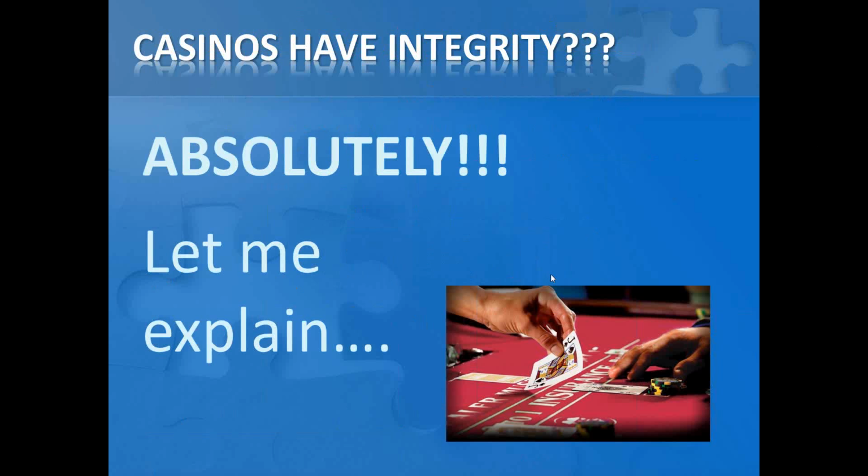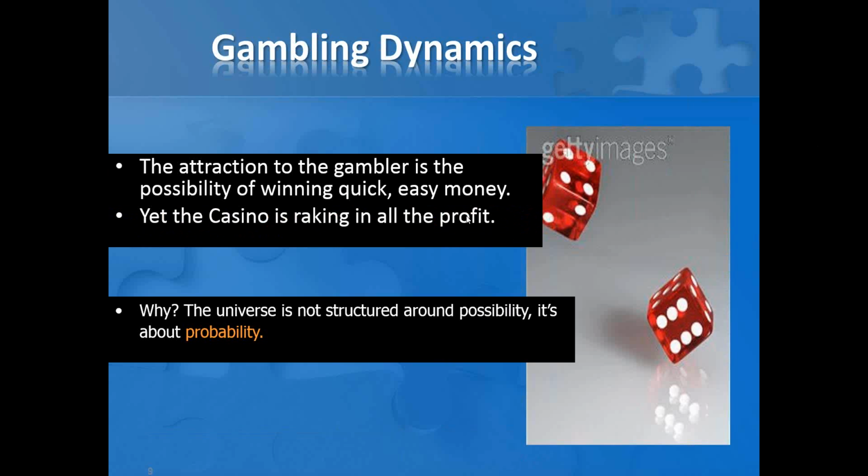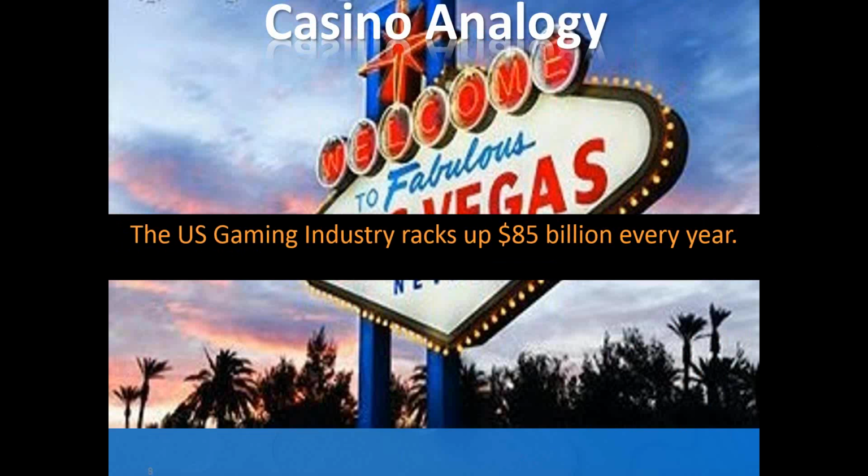So let's talk about integrity really quickly. What I'm going to talk to you about is casinos. Casinos have a tremendous amount of integrity. You're saying casinos with integrity? Give me a break. Absolutely. Let me explain. The gaming industry racks up about $85 to $100 billion per year. Their whole idea is that they want people to take as many trades, if you will. They want them to gamble as much as possible so that the odds can be in their favor.